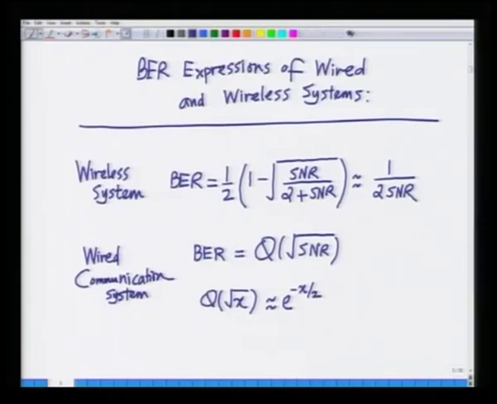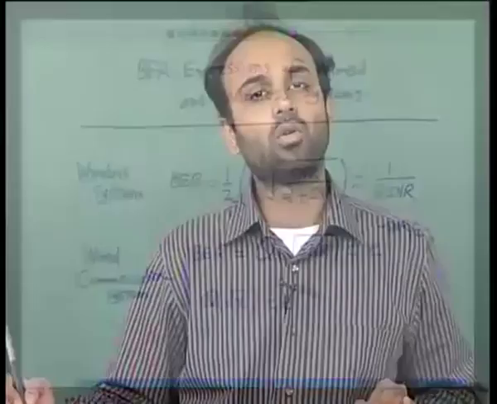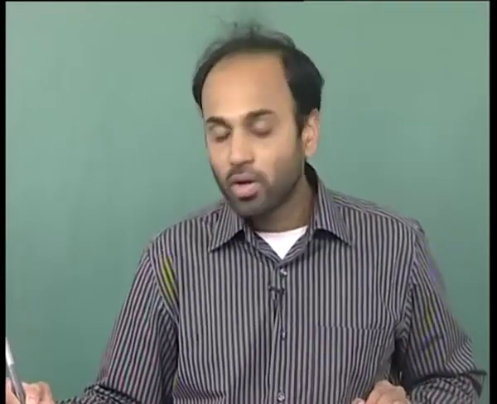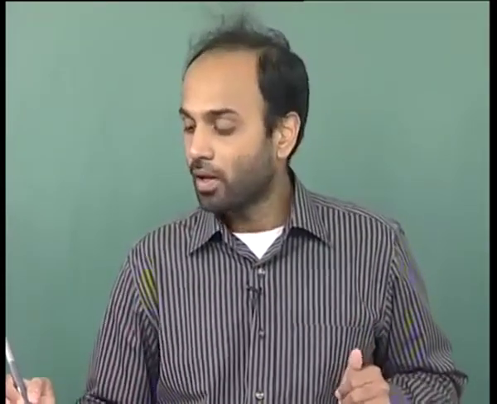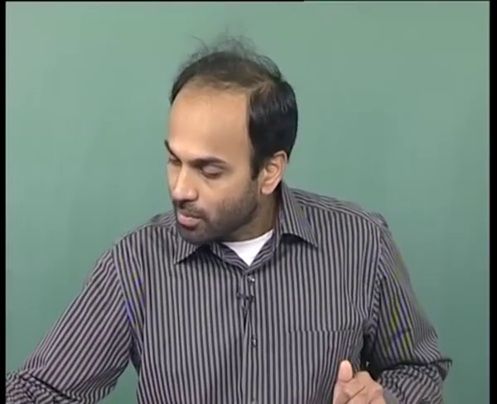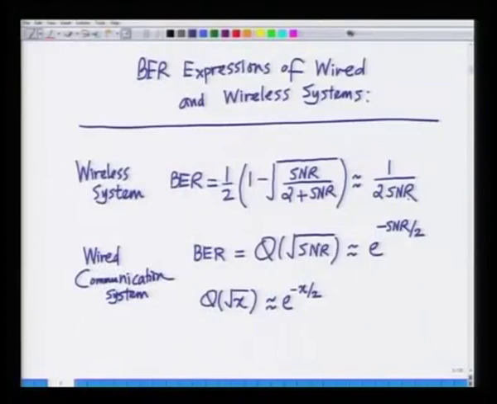which means Q of square root of SNR is approximately equal to e power minus SNR over 2. So, now you can see the difference between the bit error rate performance of a wired communication system compared with a wireless communication system. In a wireless communication system, the bit error rate is 1 over SNR. So, it is decreasing only as 1 over SNR, but in a wired communication system, the bit error rate is e power minus SNR. So, it is decreasing exponentially in SNR.